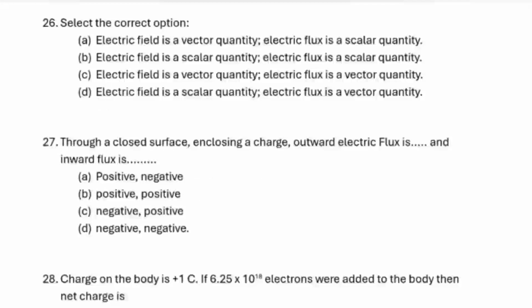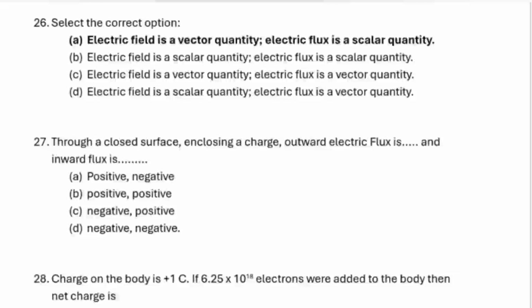Question number 26. Select the correct option. Option A, electric field is a vector quantity, electric flux is a scalar quantity. Option B, electric field is a scalar quantity, electric flux is a scalar quantity. Option C, electric field is a vector quantity, electric flux is a vector quantity. Option D, electric field is a scalar quantity, electric flux is a vector quantity. Here the correct option is option A, electric field is a vector quantity, electric flux is a scalar quantity.